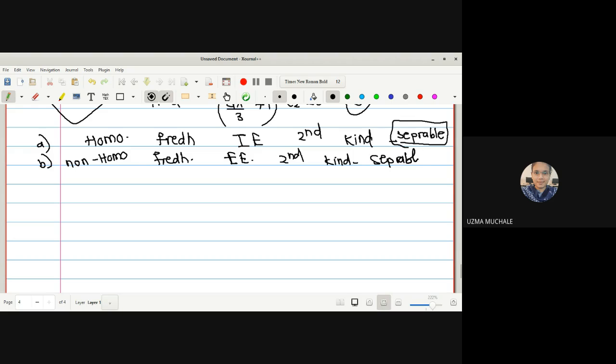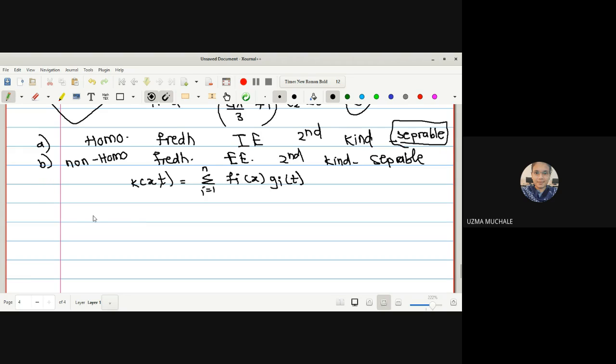What is a separable kernel? The kernel can be written in the form of a sum of a finite number of terms, hence summation up to n, of functions of x only and functions of t only. Okay.